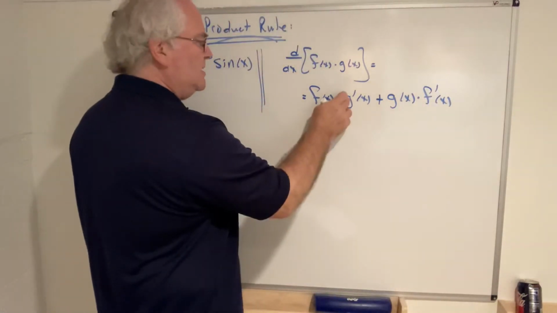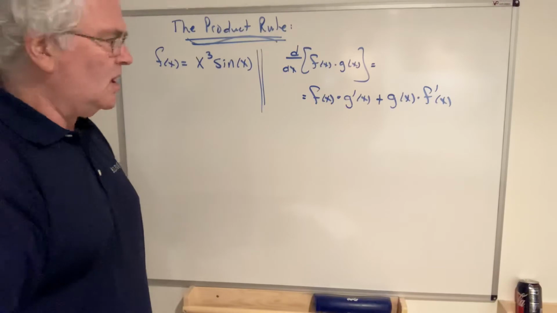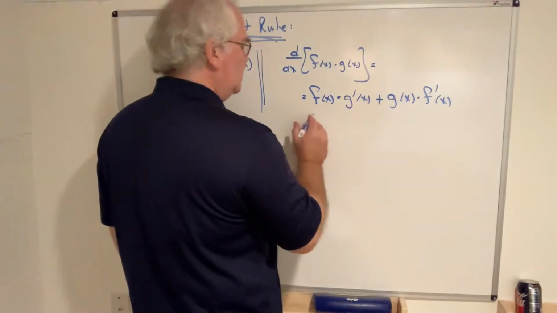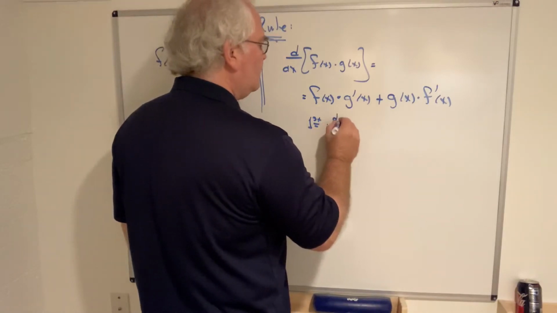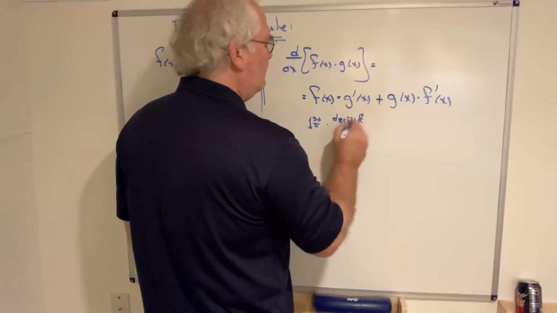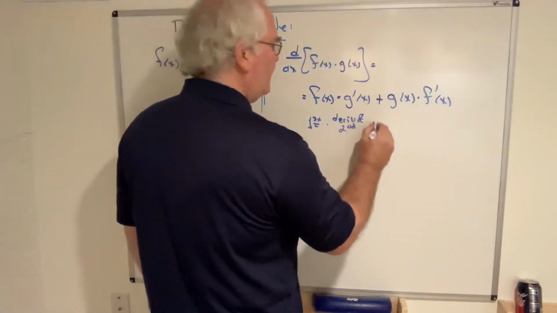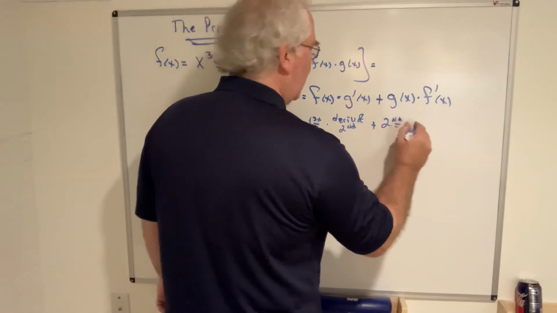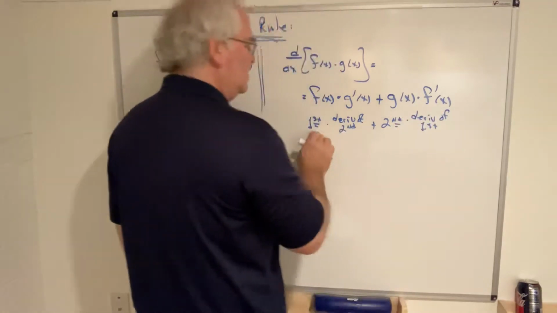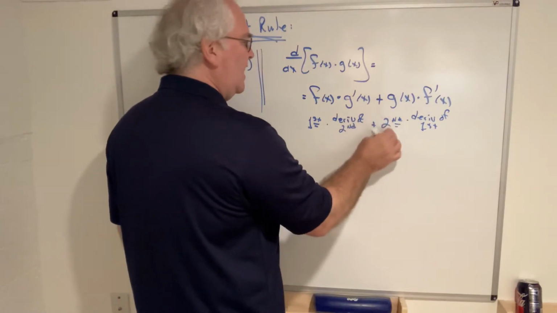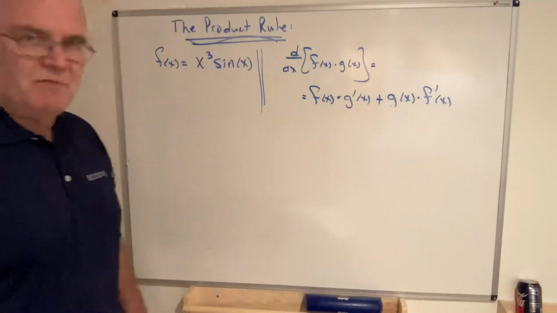Now that might seem cumbersome and troublesome. Students, it's the rare student that has any trouble getting this in their comfort zone, because the way to think of this is the first times the derivative of the second, just conceptually. First times the derivative of the second plus the second times the derivative of the first.